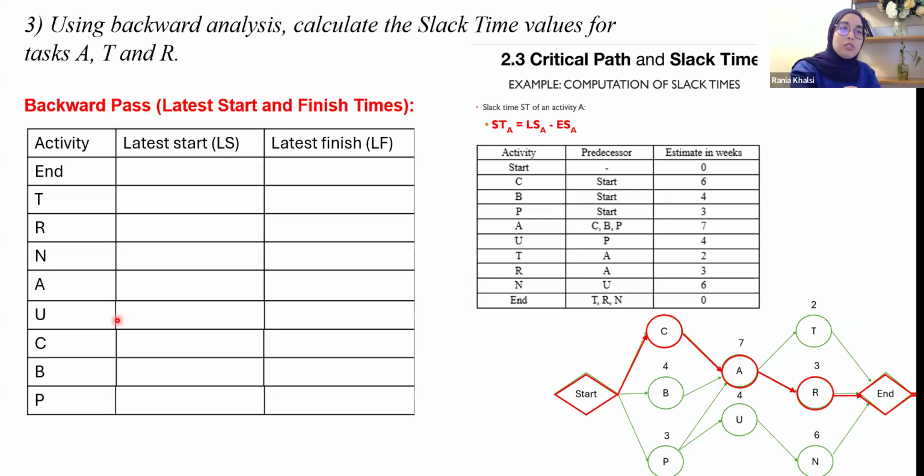Because we start first from this point at the end. What information do we have now? In the previous question, we were computing the total time for this project to finish. We said it takes 16 weeks, okay? So this is what we will use.